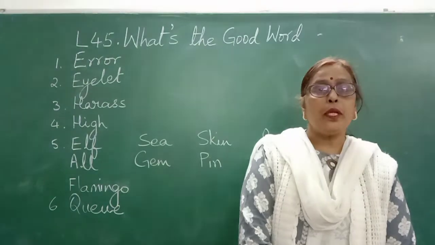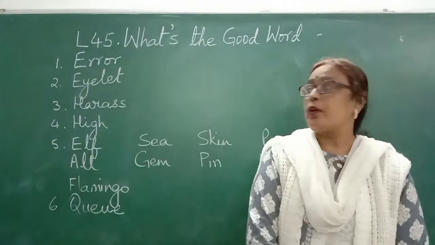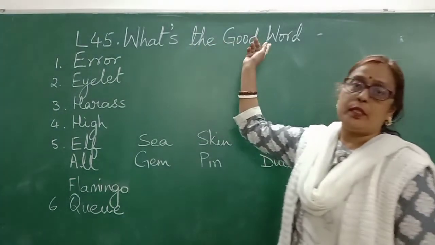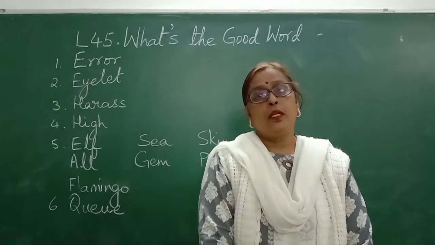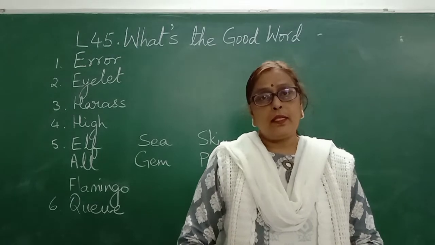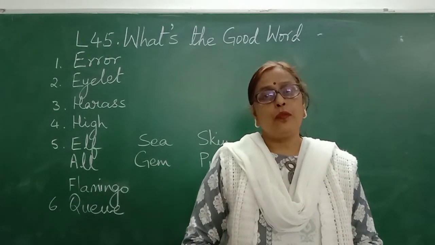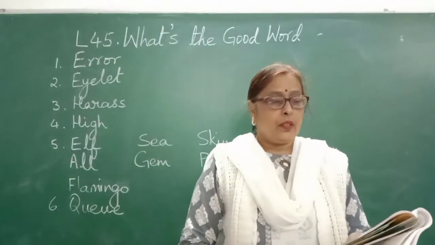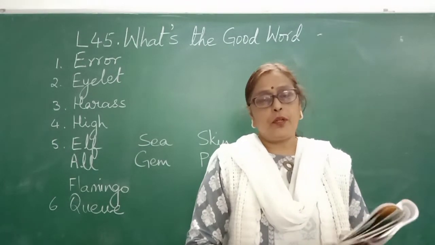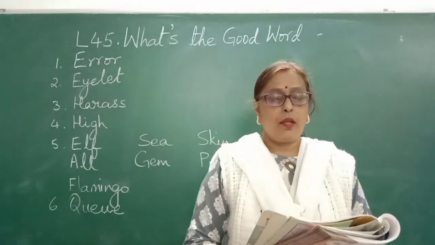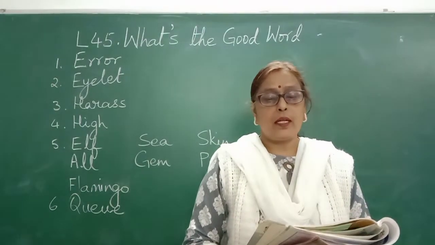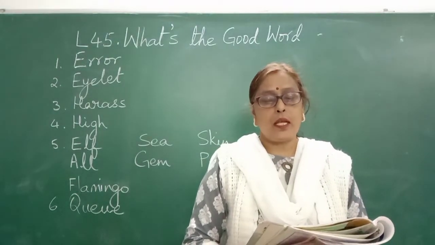Today we are going to do lesson number 45, What's the Good Word? Here, children, in this lesson we will be dealing with some exercises, fun exercises with words. Now, the A section of this lesson is answer these. Find a five-letter word that contains three consonants and two vowels.